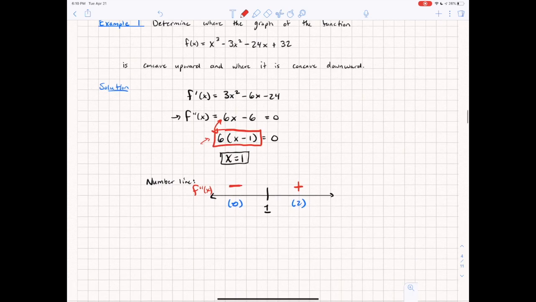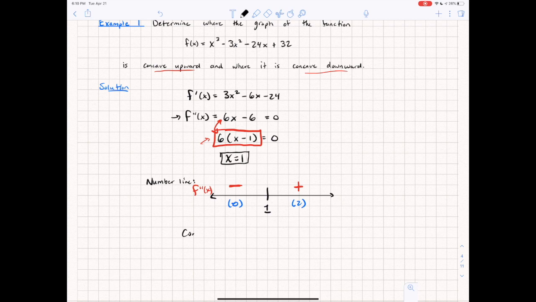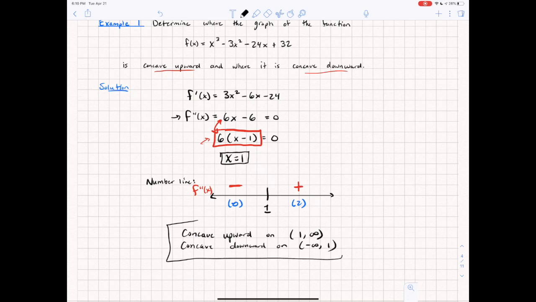And so now we can go through and determine my concavity intervals based off of my number line. I know that I'm going to be concave upward on the interval from 1 to infinity, and then I will be concave downward on the interval from negative infinity to 1. I said intervals, but it's just one interval. It's just the one set. All right, so that's it. I mean, this is my answer right here.